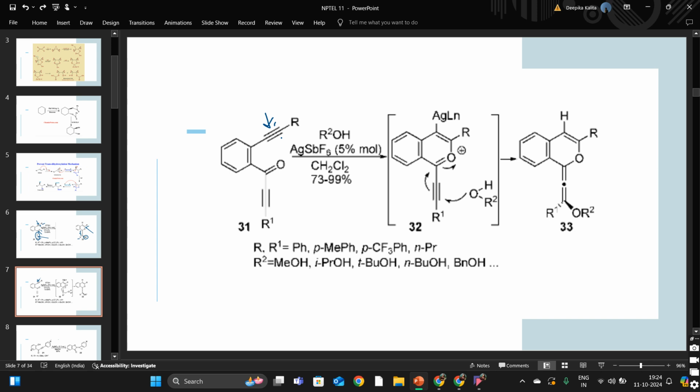So this alkyne can now form in situ an electron deficient carbocation. As a result you can expect the formation of carbocation at this position. That means if you show the intermediate vinyl carbocation, here we are going to have R, here we are going to have positive charge, and here you can show the direct bond formation with silver, and on this side a phenyl ring will be present.